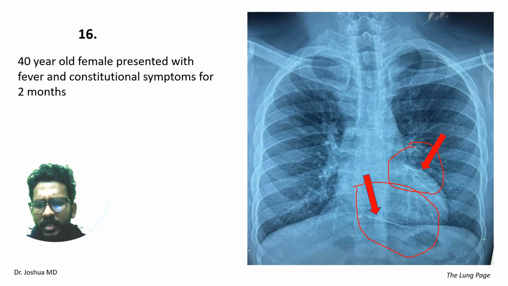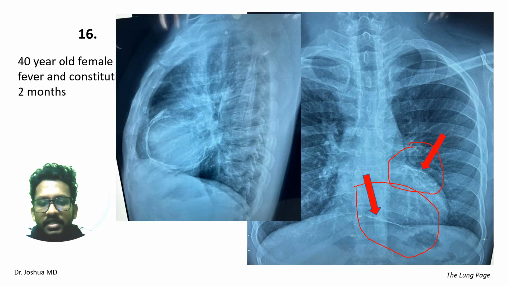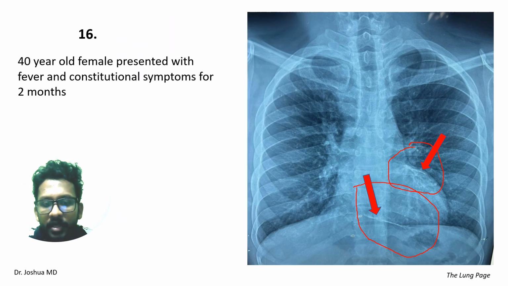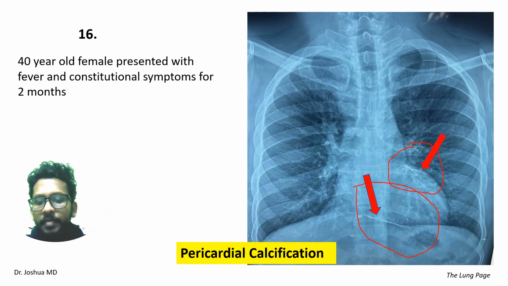So what is that? For further confirmation, we took a lateral view. So you can see in this lateral view there is a very nice pericardial rim, right? So this is called pericardial calcification. So we all know what are the causes of pericardial calcification in our setup. Most common cause is TB. So we have to exclude the TB. So here the diagnosis is pericardial calcification. So for the confirmation, we have to do the 2D echo or cardiac MRI or biopsy. So this is the first case.